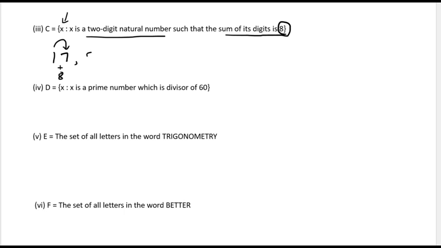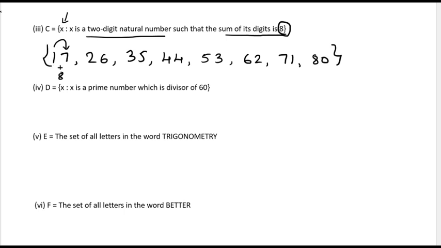Next number is 26. 2 plus 6 is 8. Next, 35. 3 and 5 is 8. 44: 4 and 4 is 8. 53: 5 plus 3 is 8. 62: 6 plus 2 is 8. 71: 7 plus 1 is 8. 80: 8 plus 0 is 8. So 80 is a 2-digit natural number. So these are the elements.